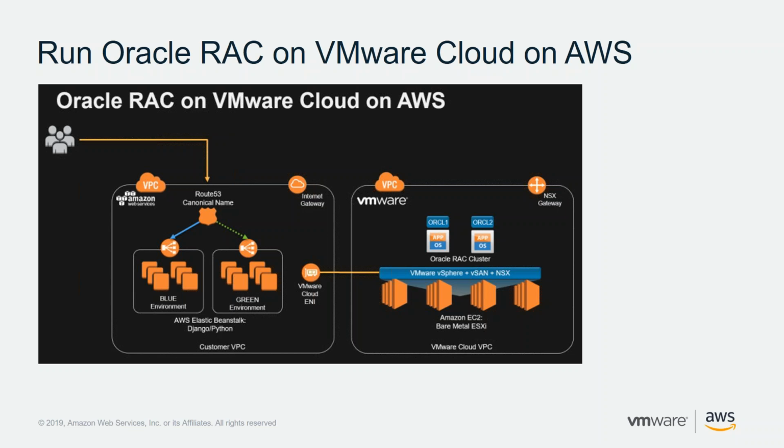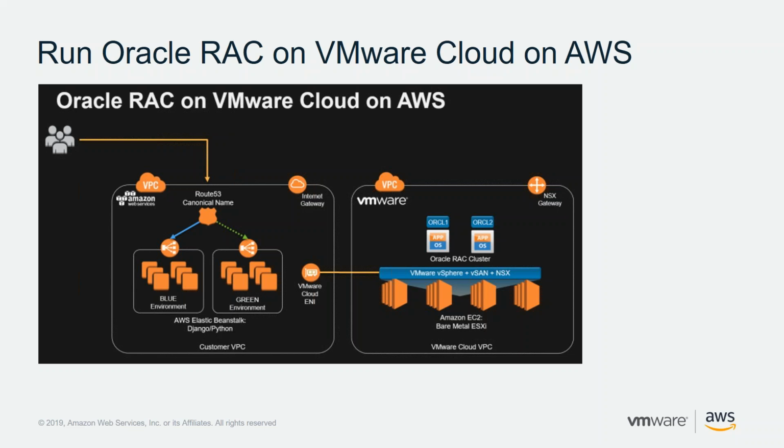So this slide shows a setup that uses an Oracle RAC database for high availability, zero downtime, client connection failover. It's basically supporting a Django Python application running in a native AWS Elastic Beanstalk environment. This content was actually demonstrated in VMworld US 2017 in one of the sessions.